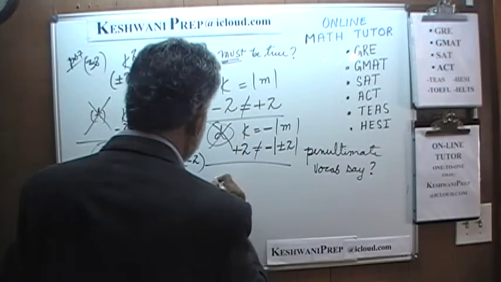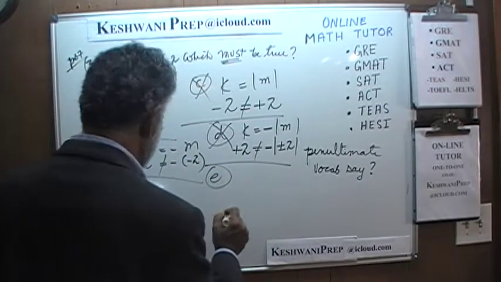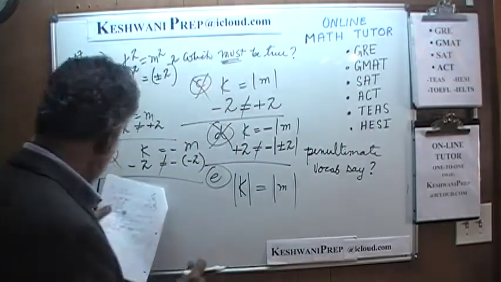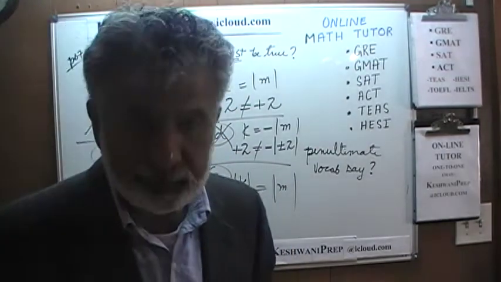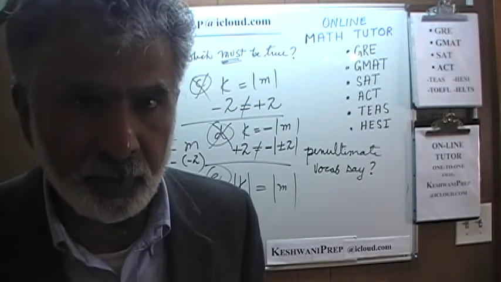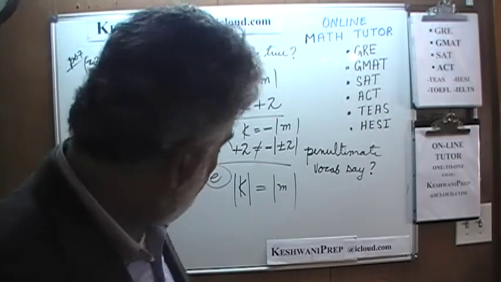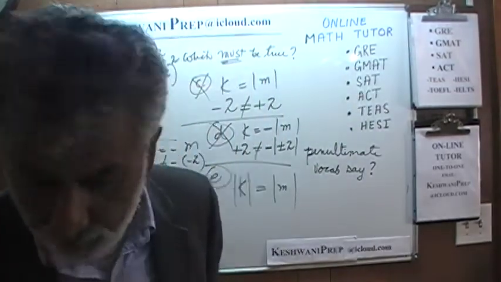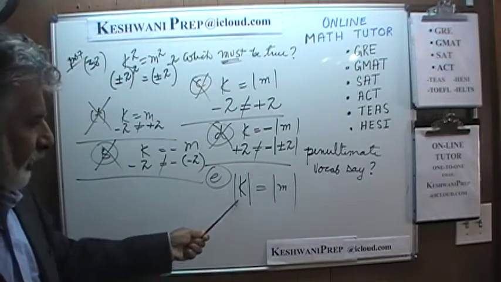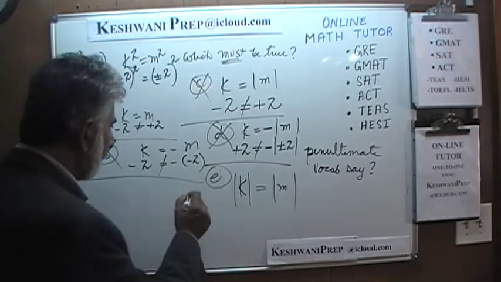It's not true. The answer, of course, is E. Because absolute value of k would have to equal absolute value of m, regardless of whether these quantities are positive or negative. Even if one happens to be positive and the other one happens to be negative, it will make no difference, because the absolute value will take care of it. So even if one is positive, one is negative, you take the absolute value and 2 equals 2. The answer is E.